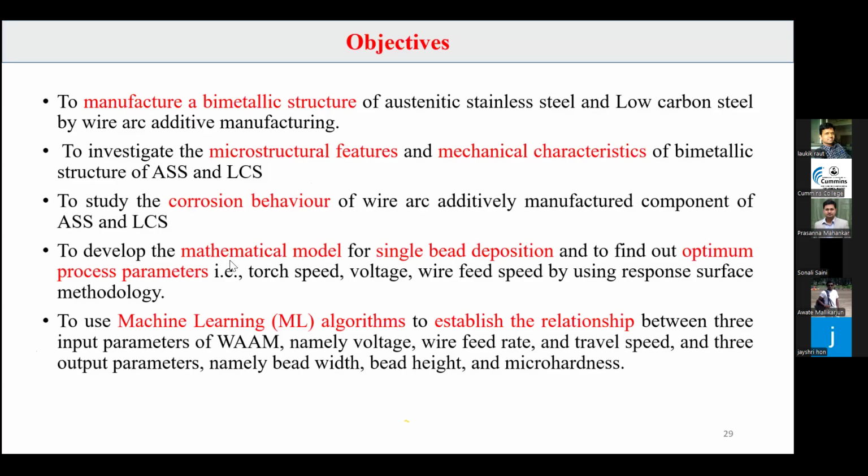After that, to develop the mathematical model to find out the optimum process parameters. The independent parameters were torch speed, voltage, and wire feed speed, and the responses were bead width, bead height, and micro hardness. Then I have used machine learning techniques to establish the relationship between the input parameters and output parameters. So I have used an advanced algorithm, that is the XGBoost algorithm, to establish the relationship between dependent and independent parameters.